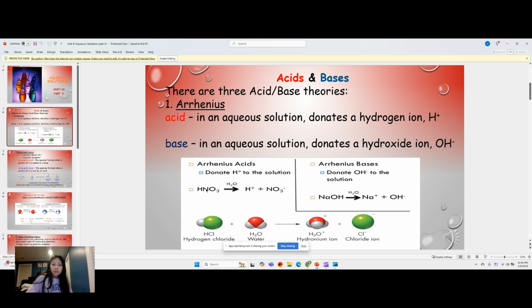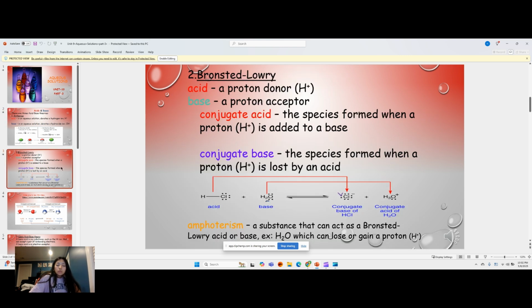So this is nitric acid. And then over here, you have your base. This is sodium hydroxide. And in the presence of water, so in an aqueous solution, it's going to donate its hydroxide ion and become hydroxide and sodium.